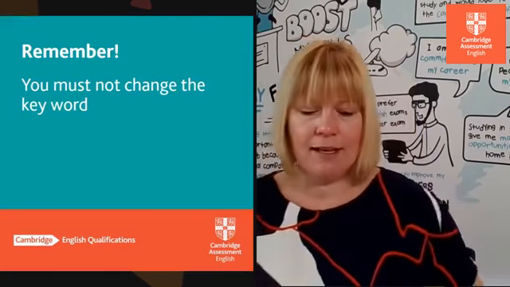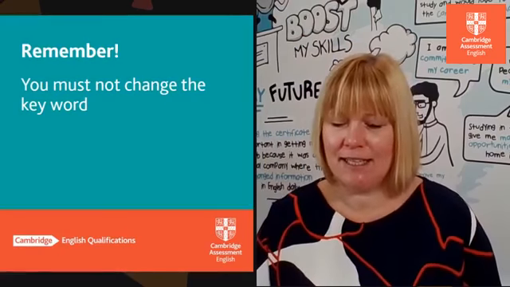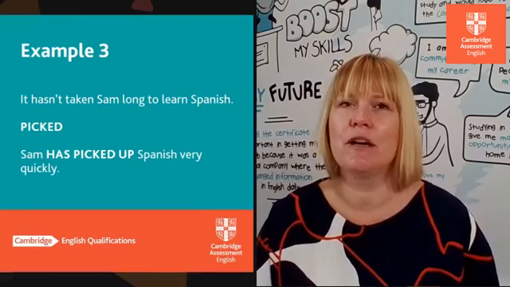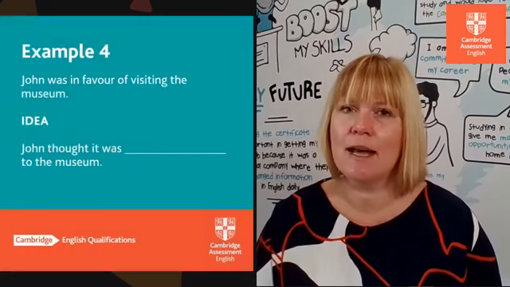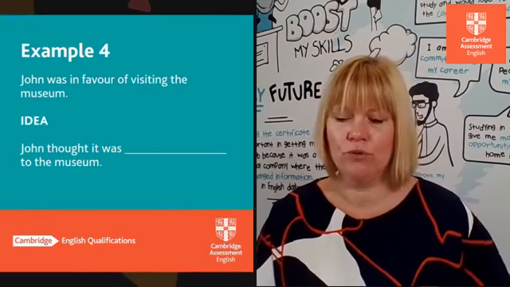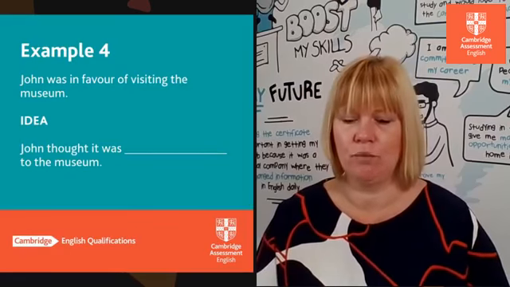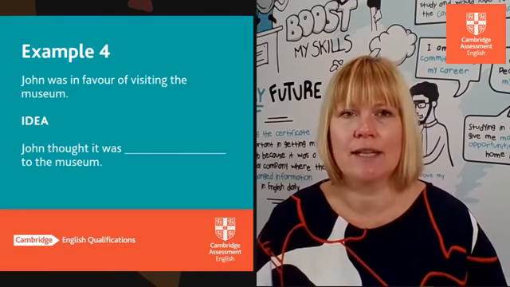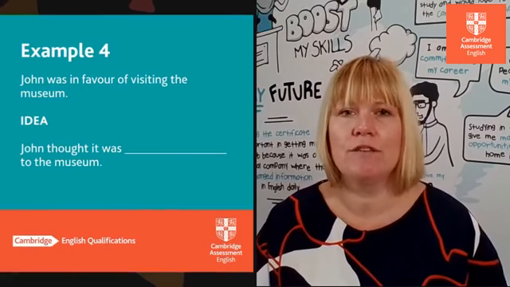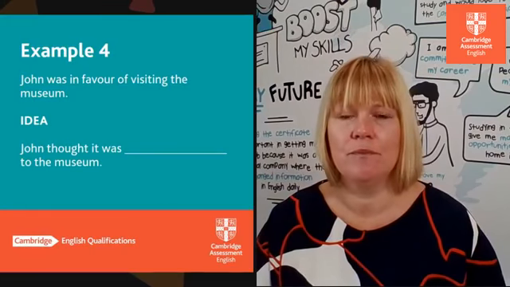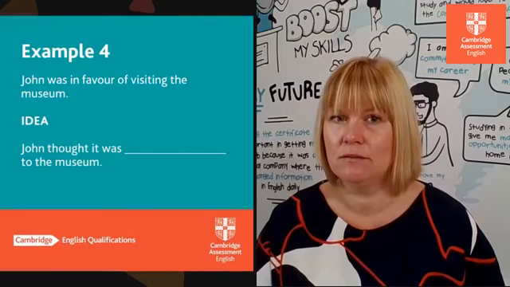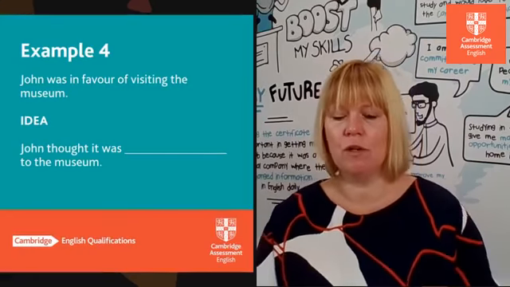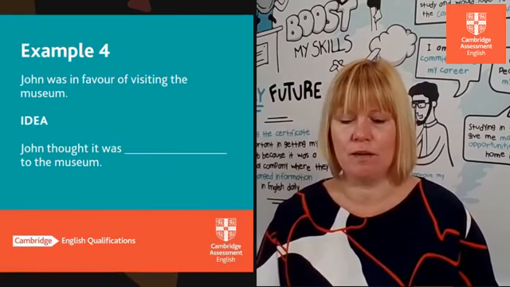So please do that. Now, let's look at our final example. Just to remind you quickly, all of our examples are from the B2 First exam, but they are, of course, useful for C1 Advanced and C2 Proficiency. Now, here's our next example, which is: John was in favor of visiting the museum. The key word is idea. And then the gap sentence is: John thought it was to the museum.